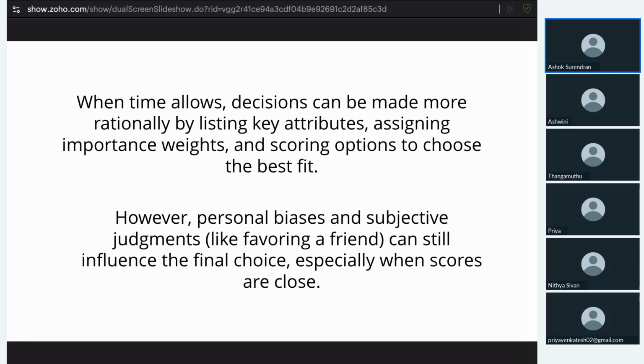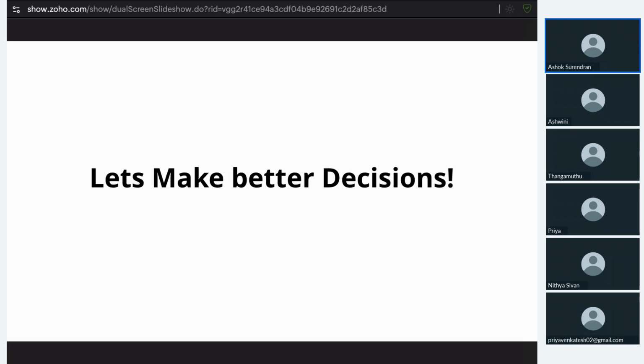So these are all the basic aspects of decision making. Finally, let's make better decisions knowing all this. That is what decision making is all about.